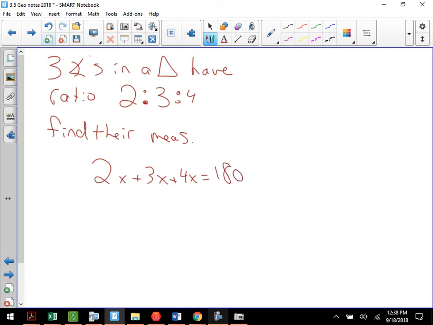Like I said, it may be new to you as far as how to read that problem. They have a common ratio. They are in the extended ratio. It can be worded either way. When you see that, it just means take those numbers and put an x next to them: 2x plus 3x plus 4x.